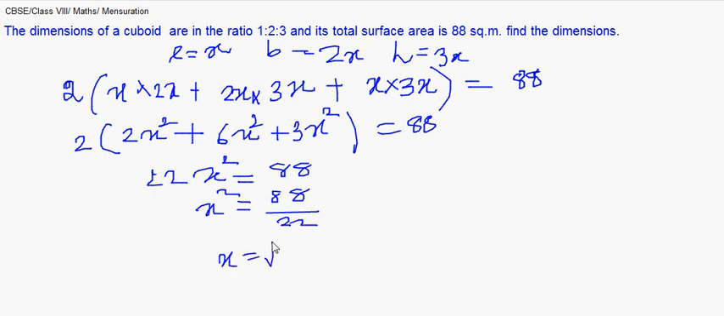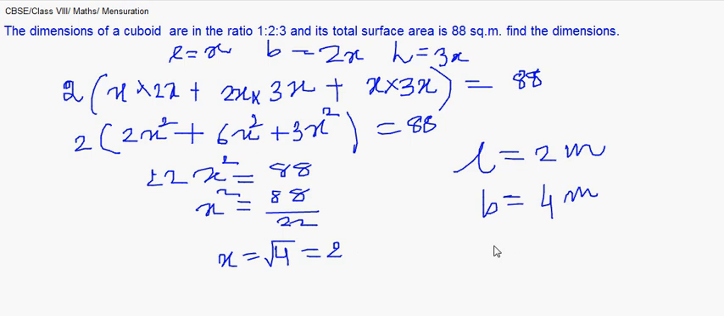So x will be root over 4, that's 2 meters, because it's given in meters. So it is 2 meters. Now, its x value is 2. Then we have to find the dimensions. We had assumed L to be x, so it is 2 meters. Breadth to be 2x, 2 into 2, that is 4 meters. And height, it's 3x, 3 into 2 is 6 meters. So the answer is 2, 4 and 6.